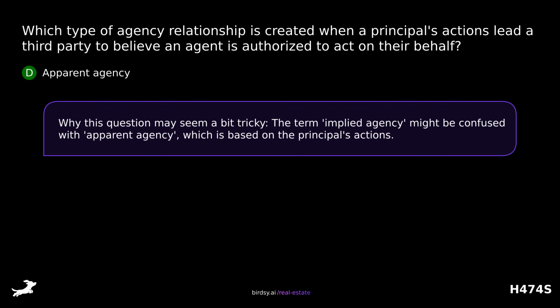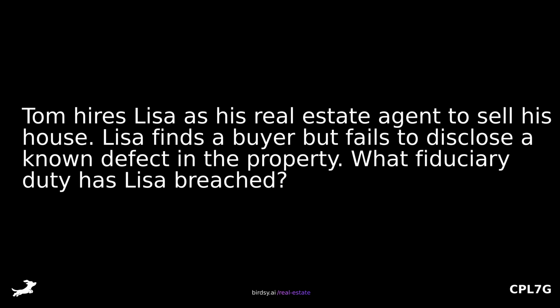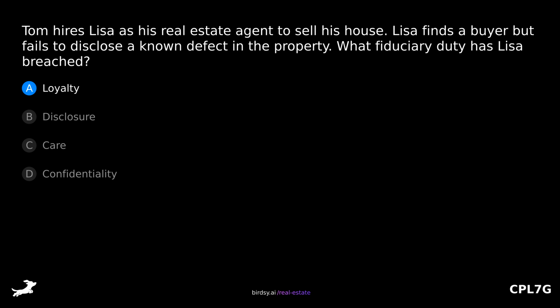Why this question may seem a bit tricky. The term implied agency might be confused with apparent agency, which is based on the principal's actions. Tom hires Lisa as his real estate agent to sell his house. Lisa finds a buyer but fails to disclose a known defect in the property. What fiduciary duty has Lisa breached? Is it A, loyalty, B, disclosure, C, care, or D, confidentiality? The answer is B, disclosure.